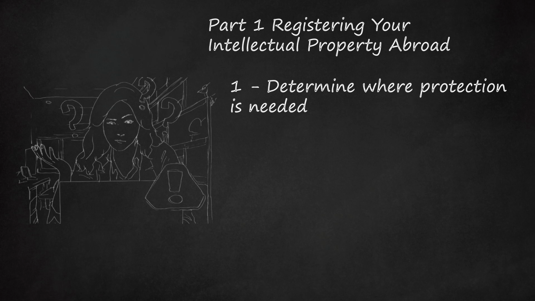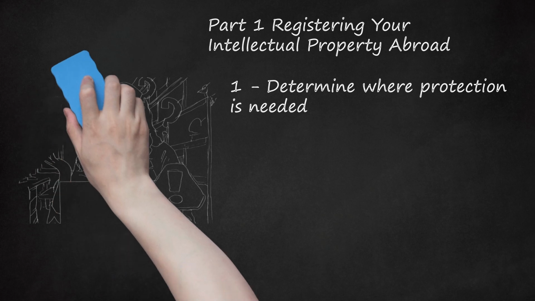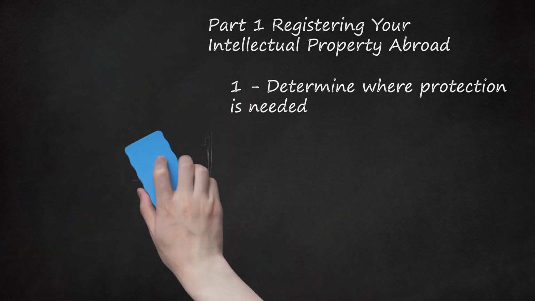When you are determining where, if anywhere, you will need intellectual property protection, you will need to consider the following. Will you be conducting business outside of the United States? Are you ever going to export products? Will you ever manufacture products abroad? Can you afford international intellectual property protection? What forms of intellectual property do you have? What are the chances that your product will be copied overseas?